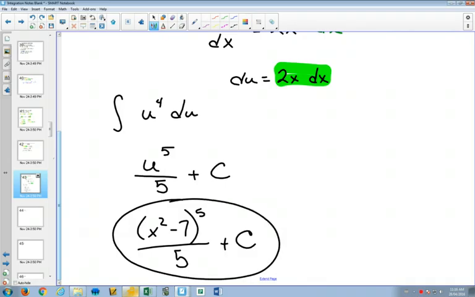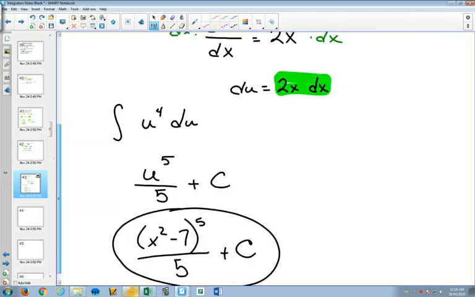If you want to check, we could do the derivative. The derivative of the 5 would come out in front, cancel out with a 5, subtract 1 from the exponent, and then multiply by the derivative inside, and you would get exactly what we started with. Yes?